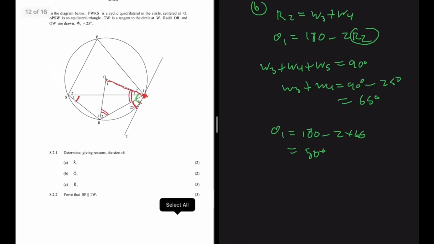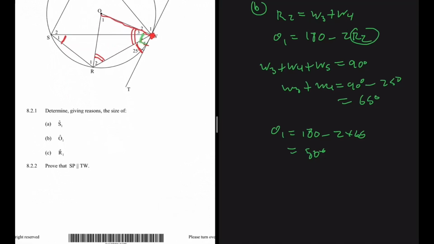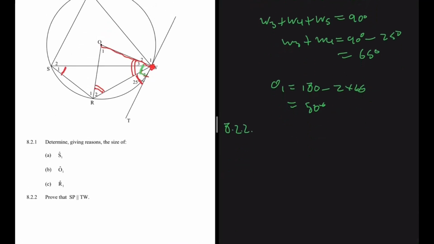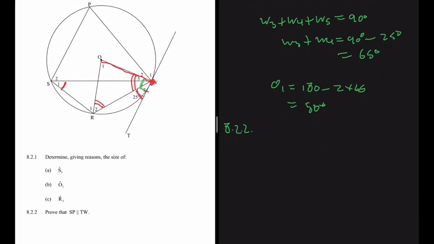So A has 2 marks, B has 2 marks, and then C has 5 marks. And then now let's do 8.2.2. 8.2.2 says, let's prove that SP is parallel to TW. So we're proving that SP is parallel to TW. Obviously, we don't have coordinates here, so there's no way we're going to be calculating the gradient. We have to do that using angles some way, somehow.